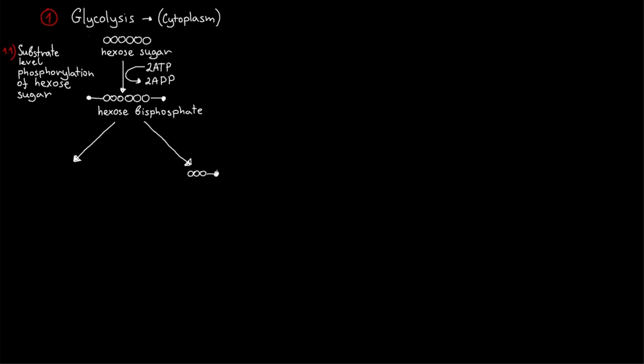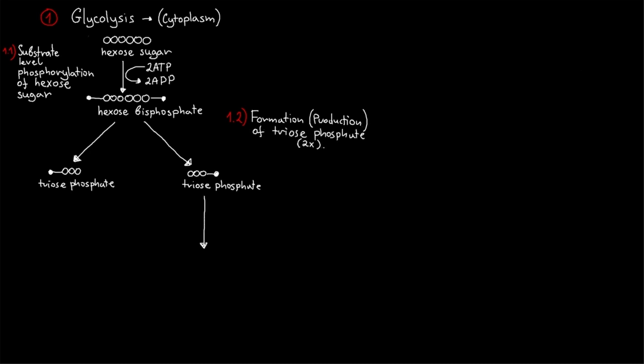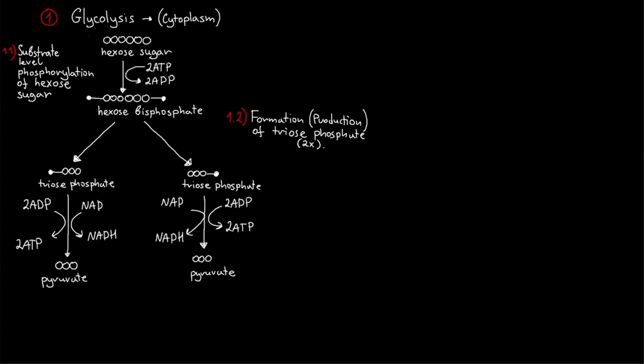After that, hexose bisphosphate splits into 2 triose phosphates. Luckily, you don't really need to know about the specific enzyme which catalyzes this reaction. Next, oxidation of triose phosphate takes place, which means that it loses its H+ and electrons. Know that those H+ and electrons are actually transferred to NAD to form reduced NAD, NADH, and at the end, the pyruvate would be formed.